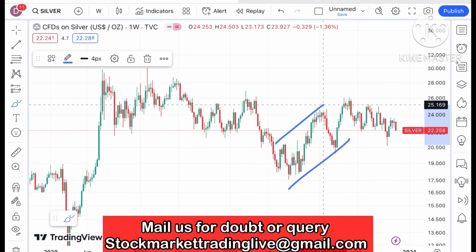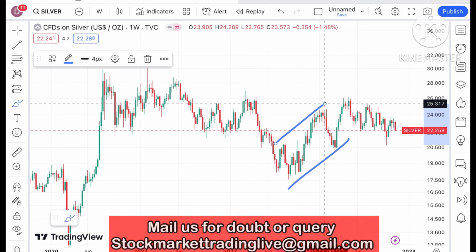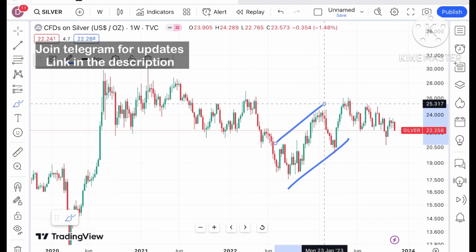See, there is an upside. We have seen silver is also moving upside, but yes, volatility is less in silver compared to what we have seen in gold. People are trading more in gold as compared to silver.